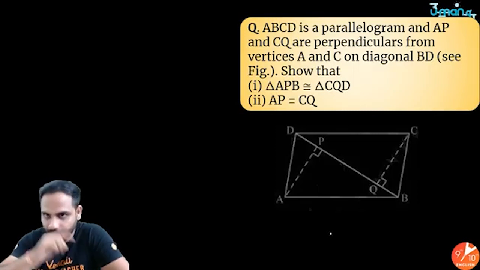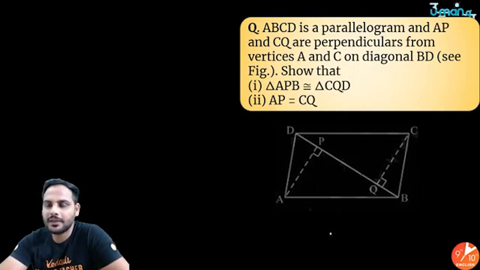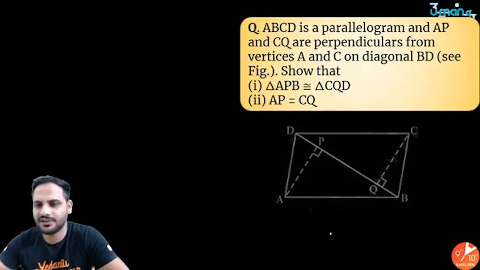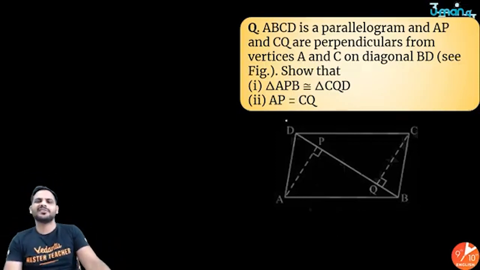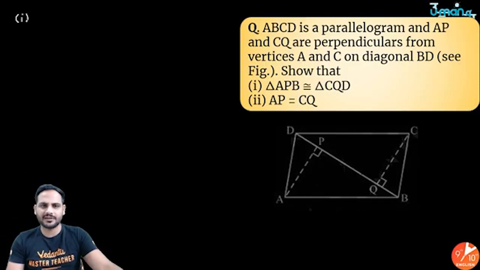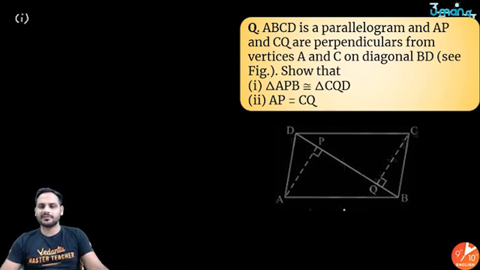Okay, next question, dekho. ABCD is a parallelogram. AP and CQ are perpendiculars from the vertices A and C on diagonal BD. Theek hai. Show that triangle APB is congruent to triangle CQD and AP is equal to CQ. So first part is most important. Second one can be proved by CPCT. So ABCD is given as a parallelogram.